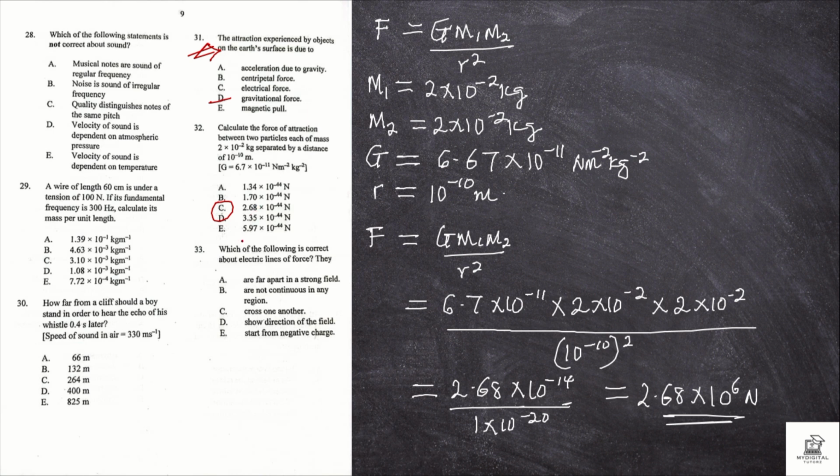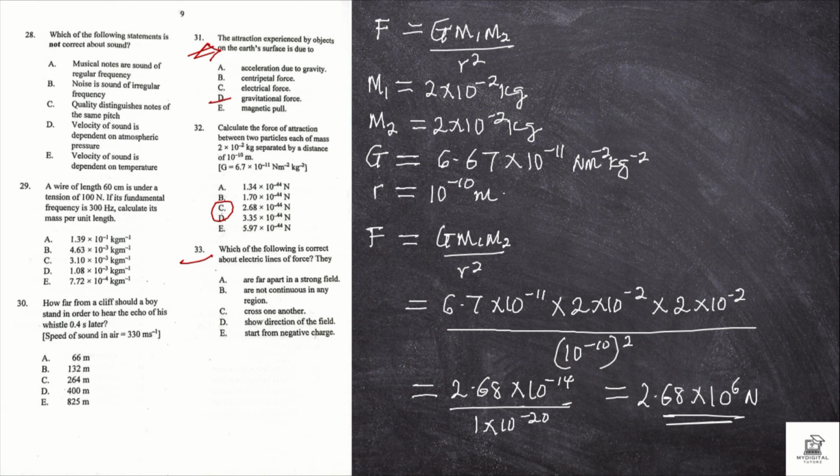So let's move to question 33. Question 33 says, which of the following is correct about electric lines of force? Remember, electric lines of force are imaginary lines that we use to detect the direction of the electric field, right? Option A, they are far apart in a strong field. That is wrong. The question is asking you to look for the correct one, so you pinpoint the wrong ones, then look for the correct one.